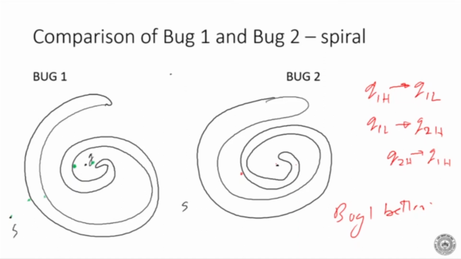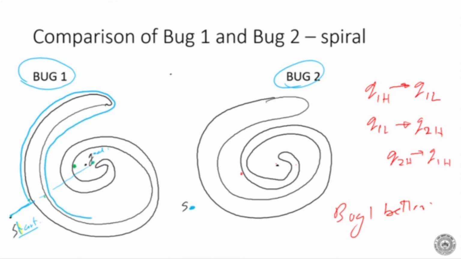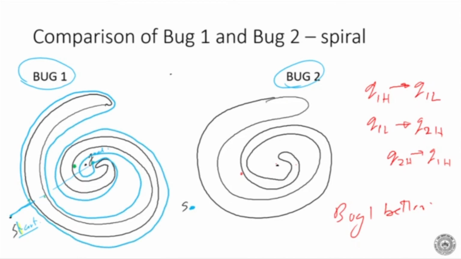In this particular case, we have a start point and we have a goal point which is inside. So this is my goal point. This is bug 1 and that's bug 2. This is my start point. Start here. So bug 1, what will it do? It will first draw the straight line like this. Then it will start going straight. Then it will circumnavigate like this, and then come back here.